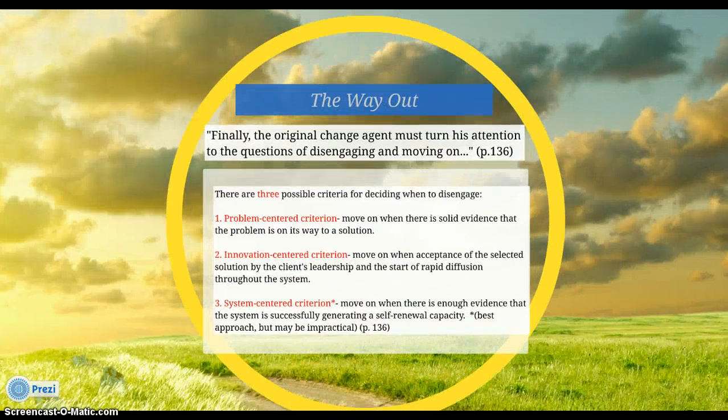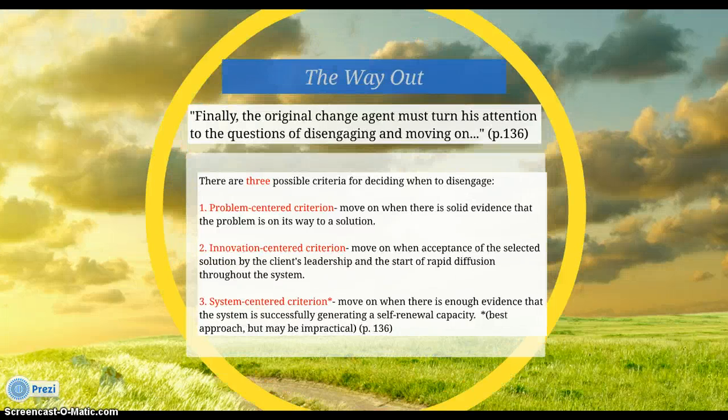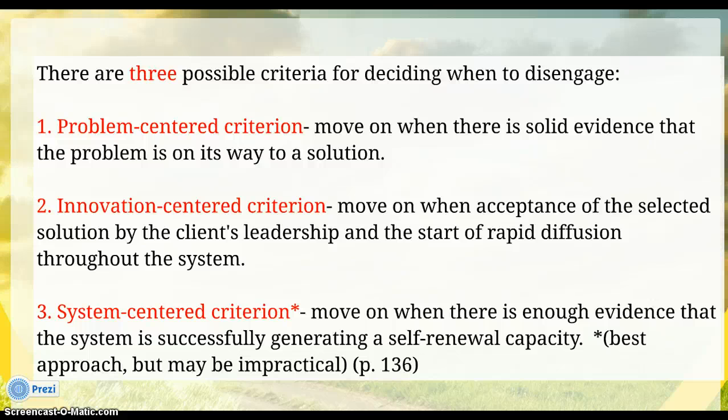Eventually, the change agent must turn his attention towards disengaging, although some change agents may also manage an organization. At some point, most move on to other clients and other change efforts elsewhere. The author suggests there are 3 possible criteria for deciding when to disengage. The 3 criteria are: 1. Problem-centered criterion, 2. Innovation-centered criterion, and 3. System-centered criterion.